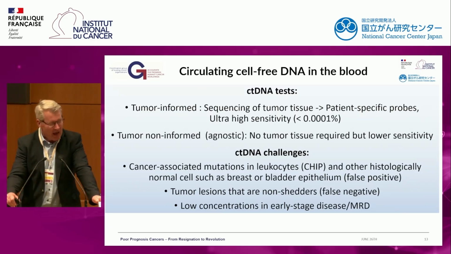So we also know that, on the other hand, some tumor lesions are non-shedders, so we may get false negatives, and there is already an ongoing program finding out what is the reason for that, the biological reason. And of course, we need to detect very low concentrations, probably going down to 1 part per million for early stage disease detection or MRD detection.